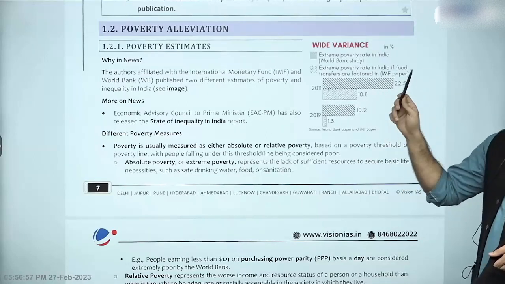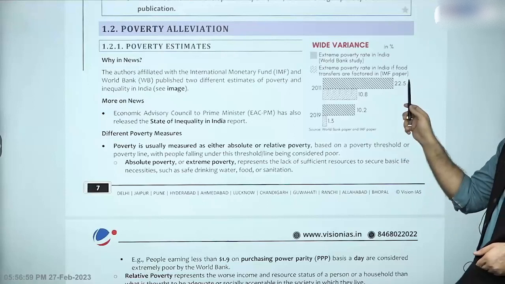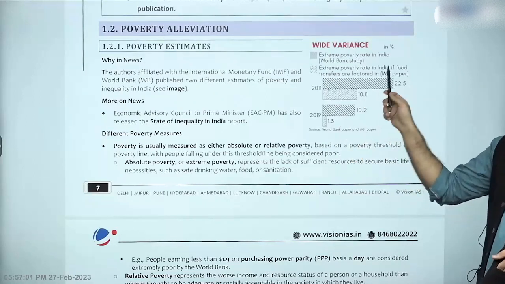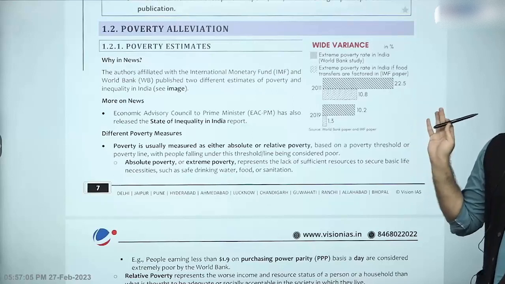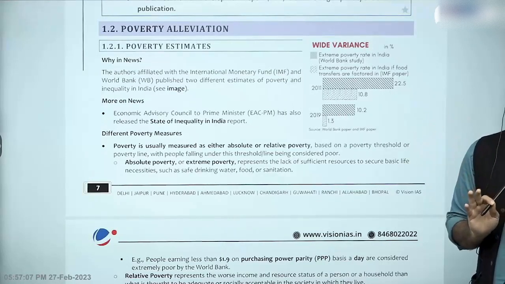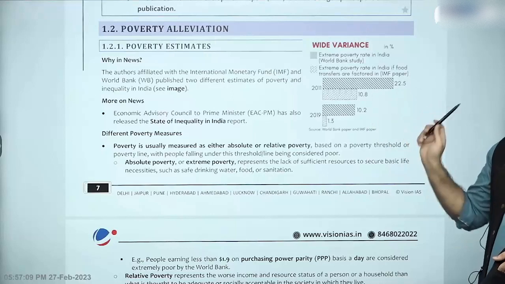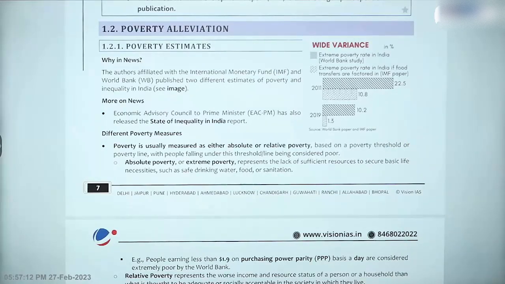Both say it has reduced. 22 to 10, 10 to 1. But the magnitude is very wide. It's very different. Both say that India has reduced extreme poverty, but the magnitudes of the numbers are different. Now, why has this happened? Why is their magnitude of numbers different? How do we calculate poverty in India?